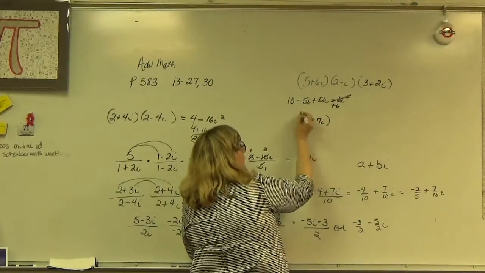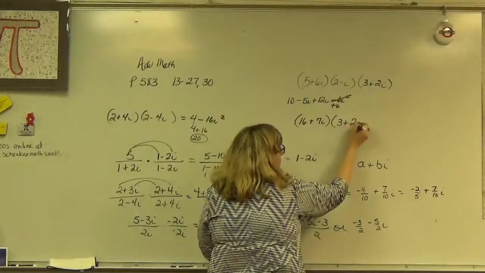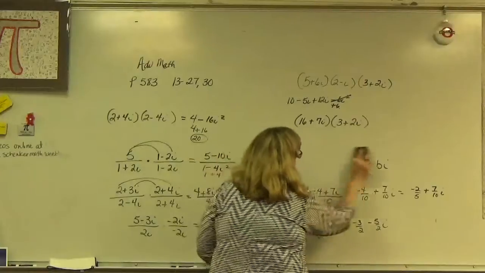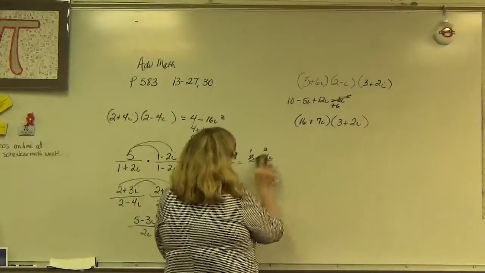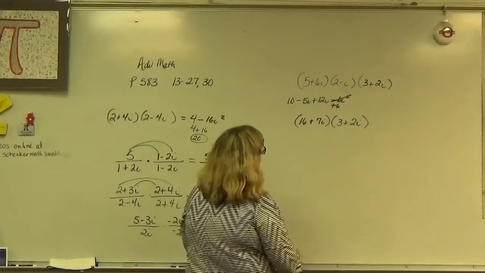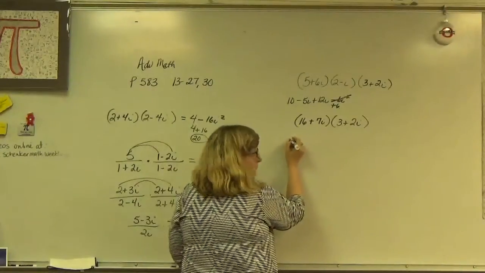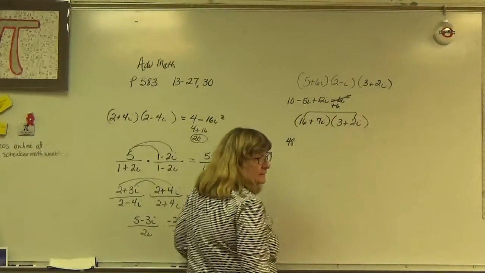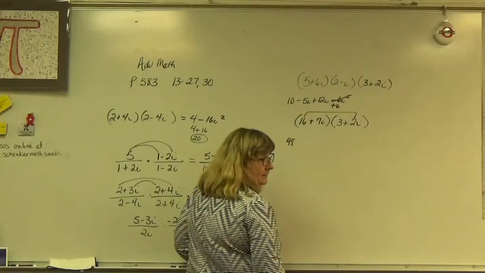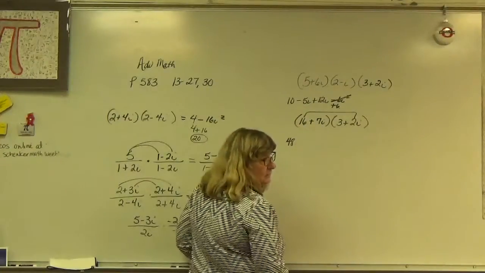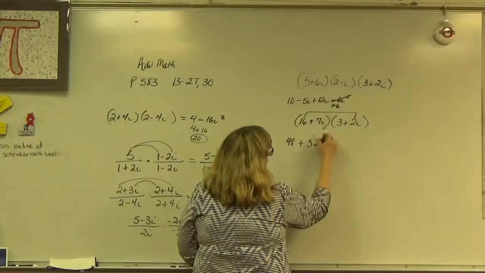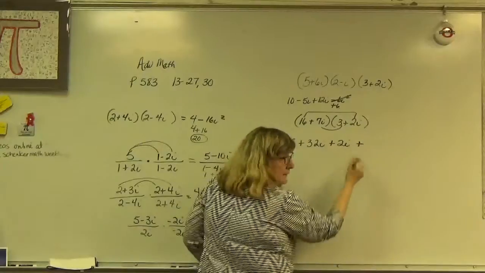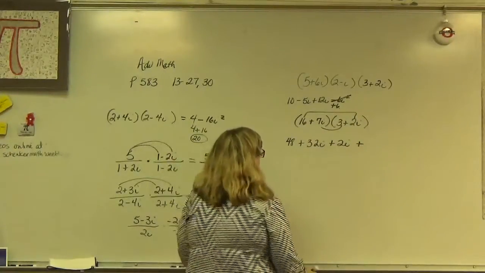Now we take it times the last one, and what would I have to do to get the answer for it? FOIL again. So I only gave you one of these. Dalton, what's first times first? 48. Outer, Mason? 16 times 2 is 32. Delaney, 7i times 3? 21i. And last times last, 14i squared.